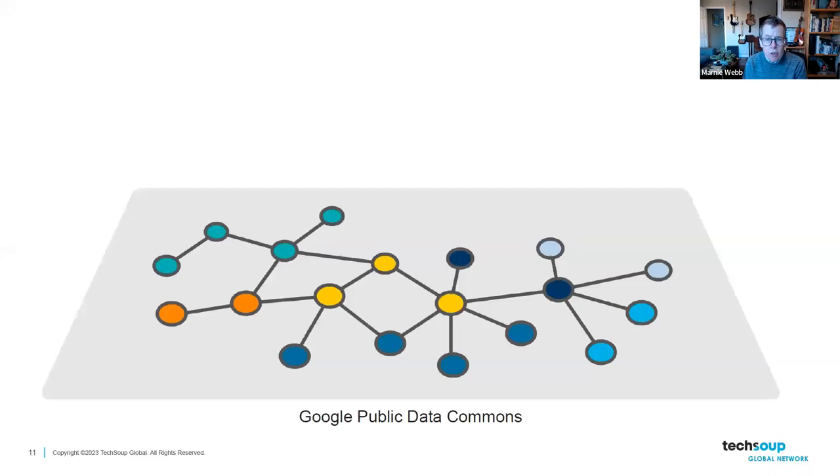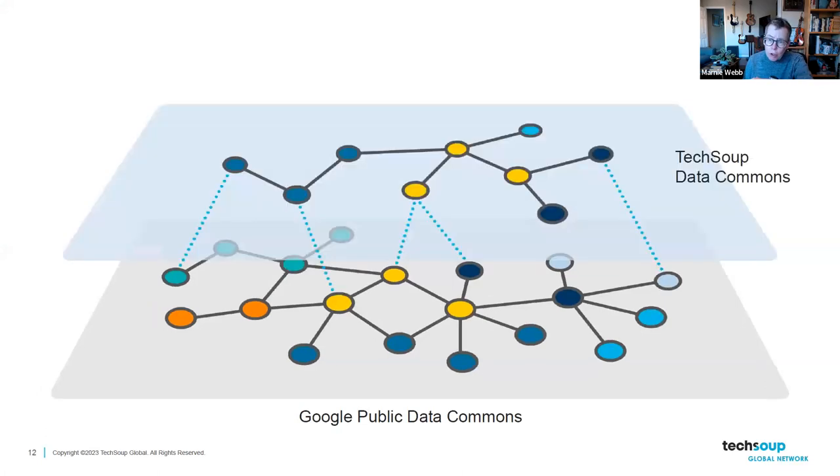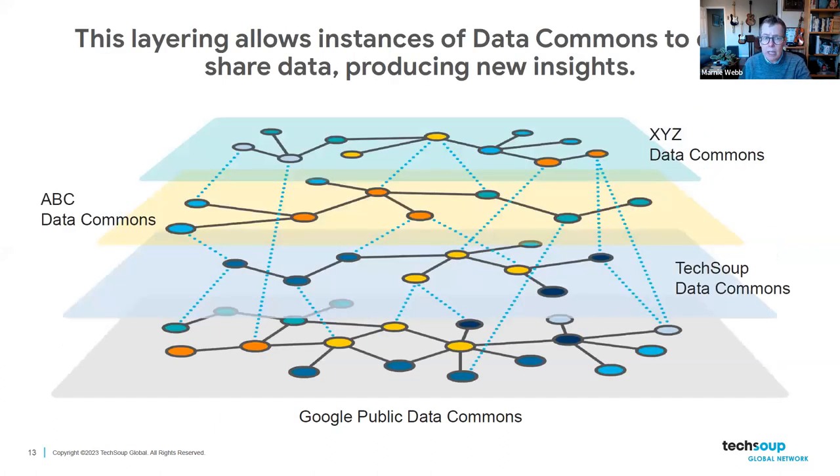I think if you just jump to the next slide, so just quickly, Google's Public Data Commons is that bottom layer there. That's where they've done the work of ingesting it. Other people can set up their own data commons, as we've done with the TechSoup Data Commons. That allows us to pull from data in the Google Public Data Commons, but also add our own data and data sets to it. And then you can continue to grow that across other Data Commons instances.